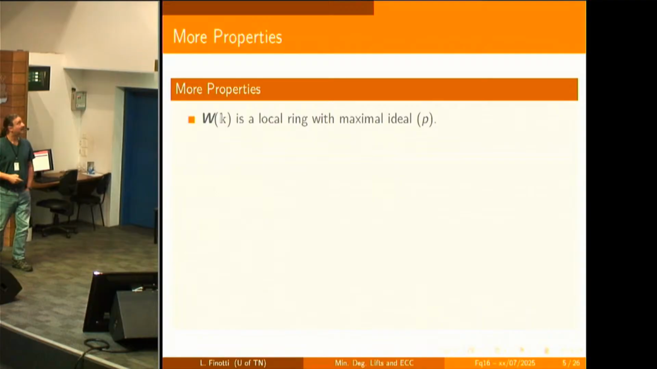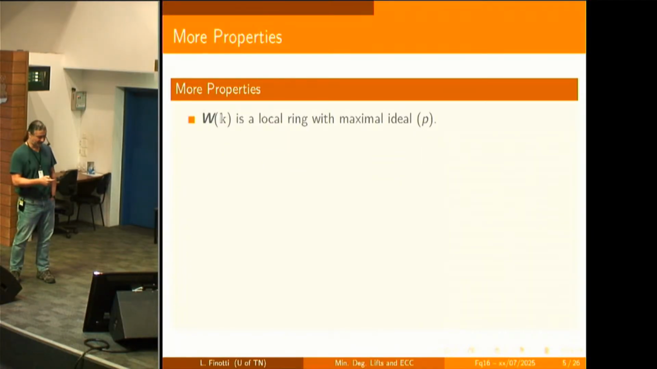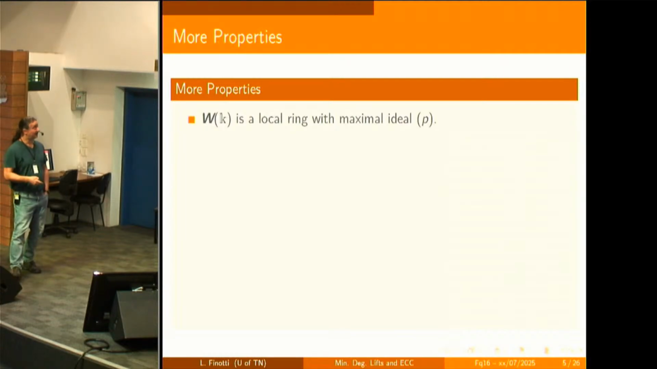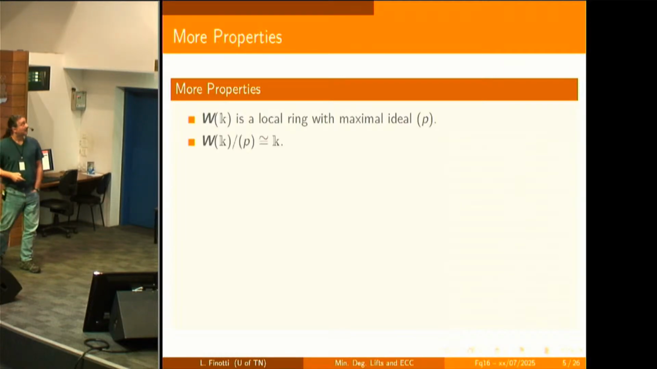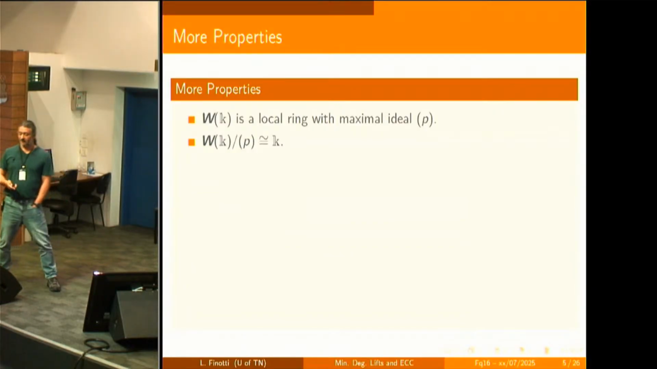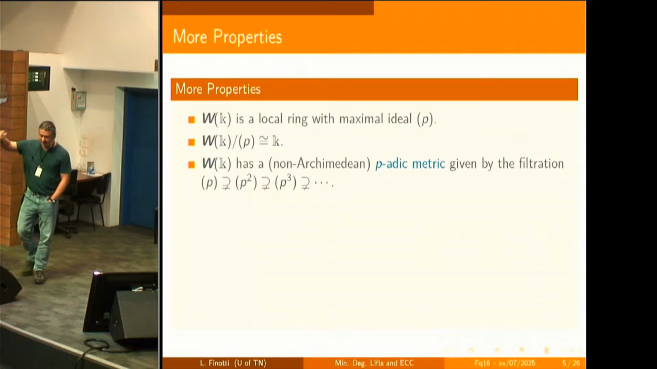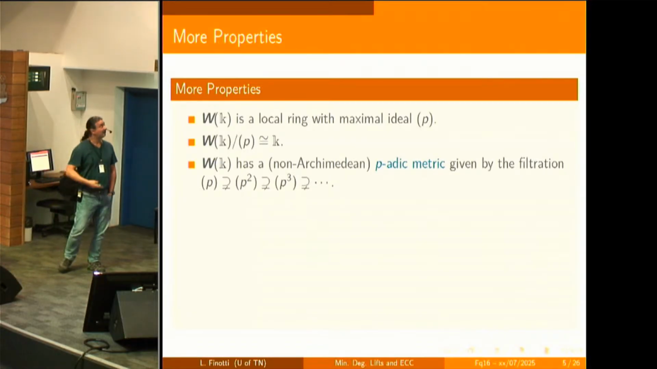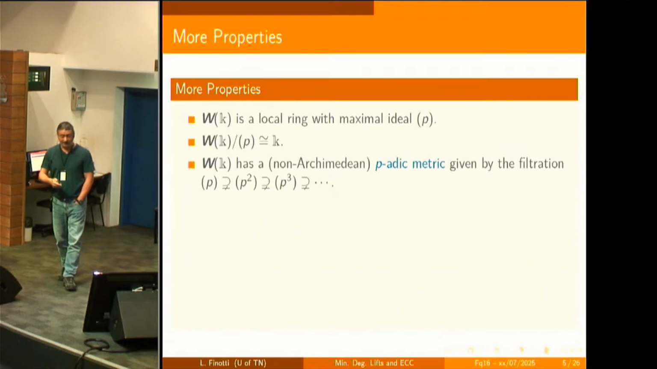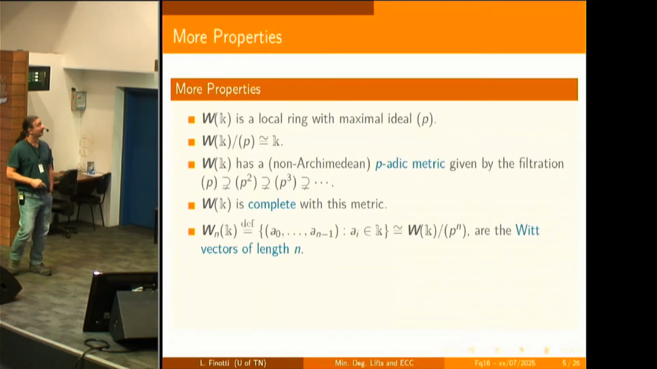And here is what it means to be a strict p-ring, this nice property that these Witt vectors have. So this is a local ring with maximal ideal generated by p. The residue field is exactly the field that you started with, so this perfect field. You have this filtration by the powers of the ideal generated by p. This gives you a metric, and the ring is complete with that metric. It's exactly the same properties that you have in your q-adic integers.